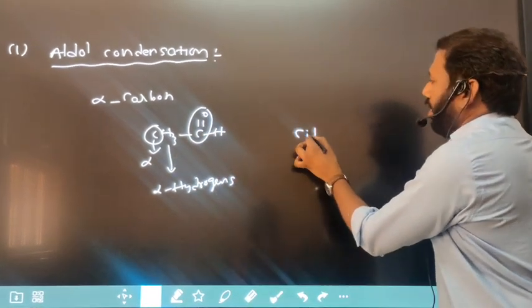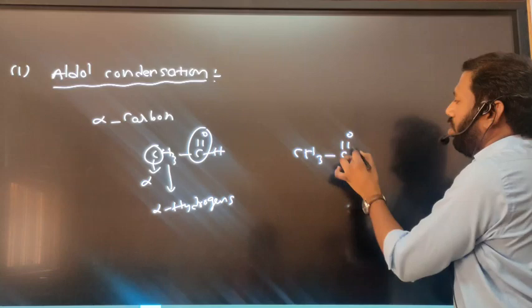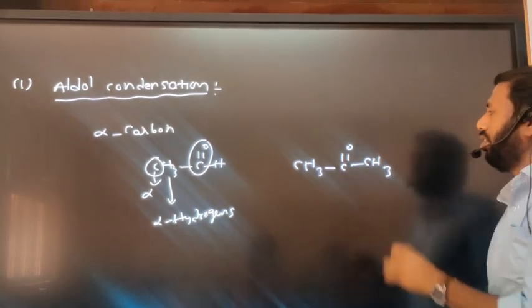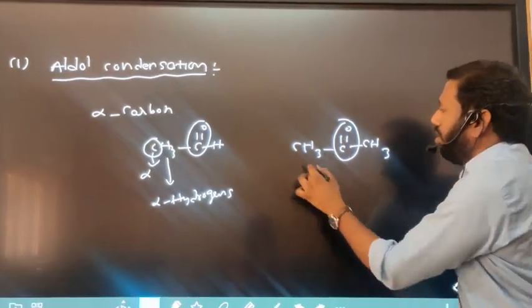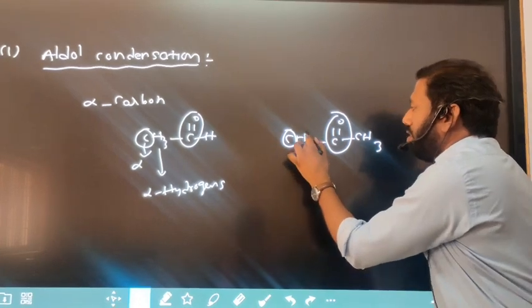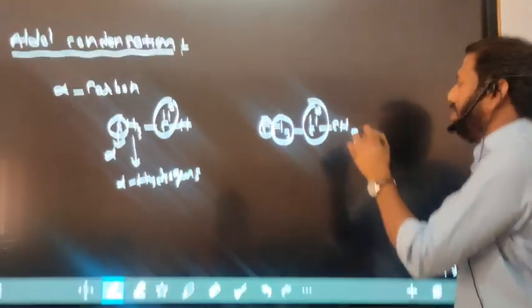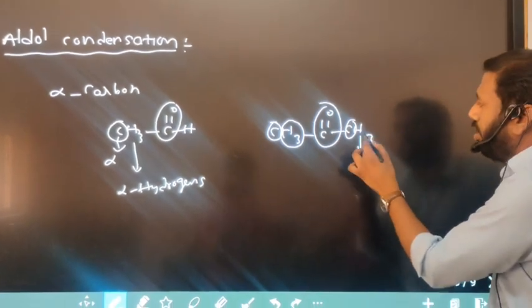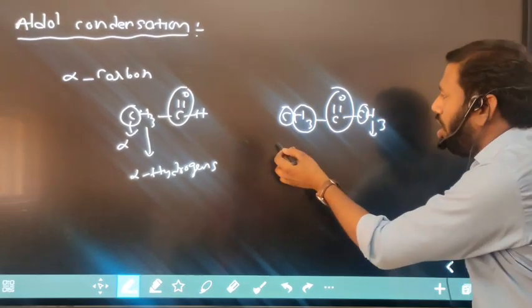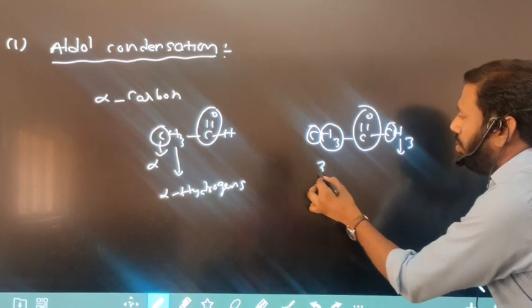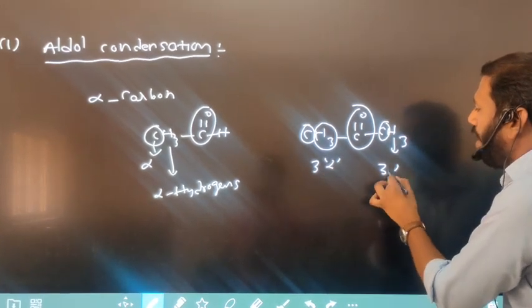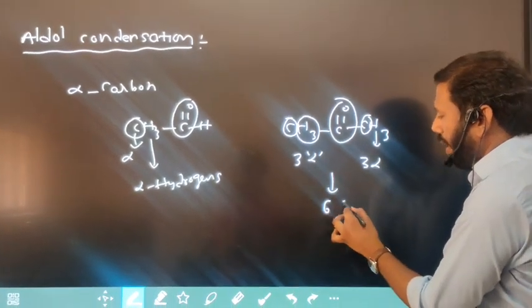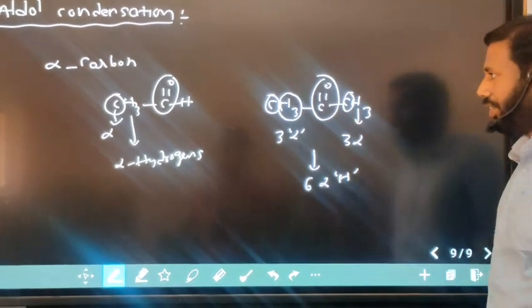For example, I am taking CH3COCH3, acetone. This is the functional group. This is the alpha carbon, so these hydrogens are called alpha hydrogens. This is also an alpha carbon connected to the functional group, and these hydrogens are called alpha hydrogens. In total, how many alpha hydrogens are there? 3 alpha hydrogens on each side, so a total of 6 alpha hydrogens are present in acetone.